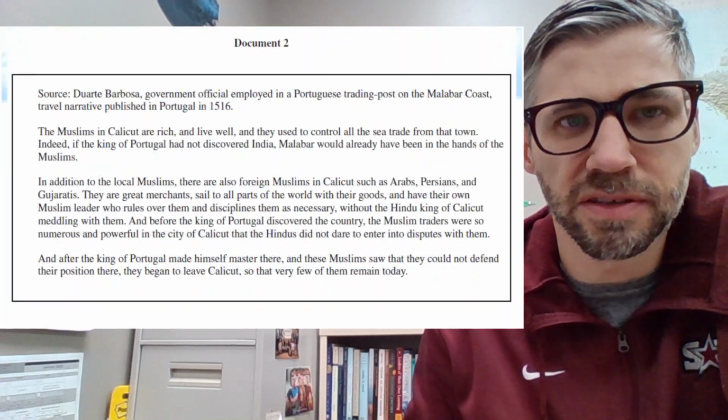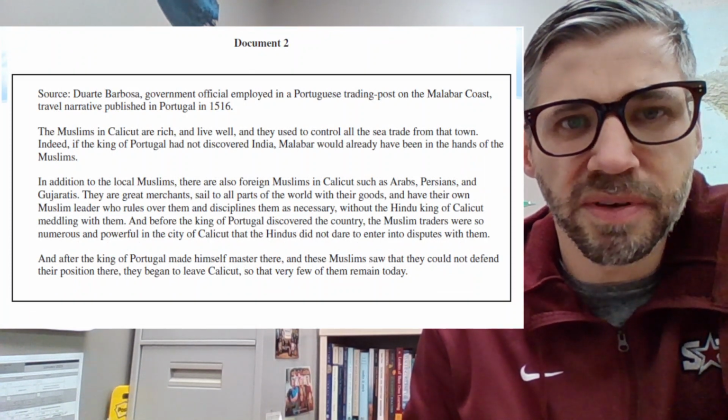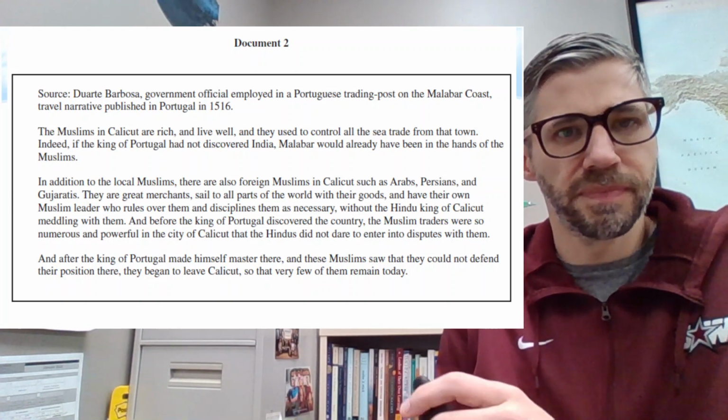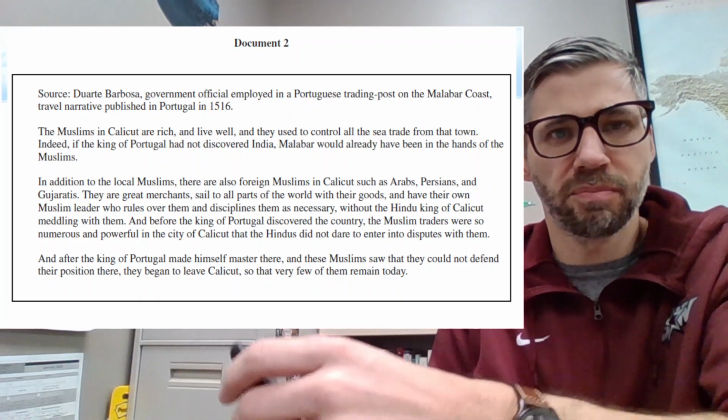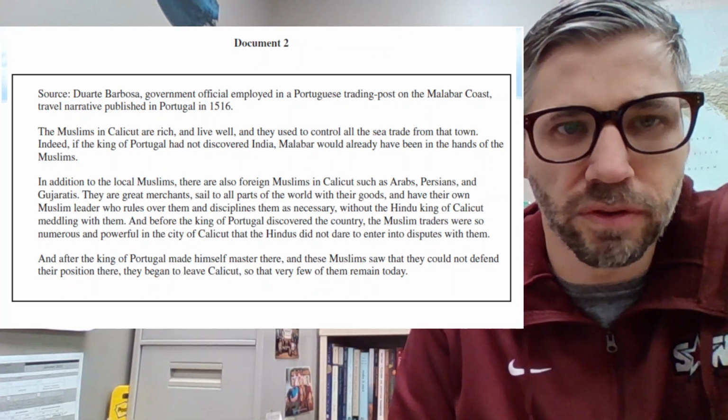I'm moving on to document 2. Document 2, Duarte Barbosa, a government official employed in a Portuguese trading post on the Malabar coast. A travel narrative published in Portugal, 1516. So this is a Portuguese official.